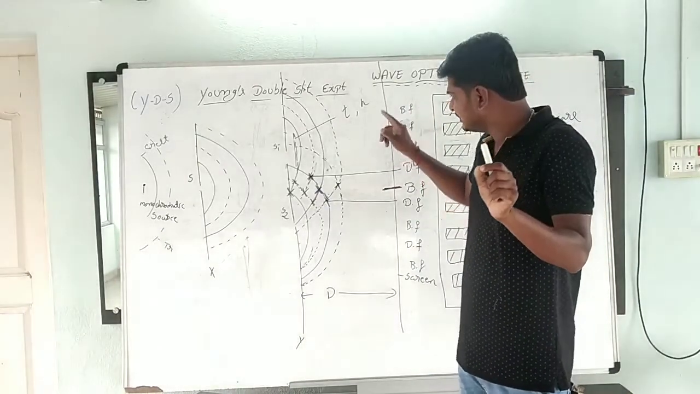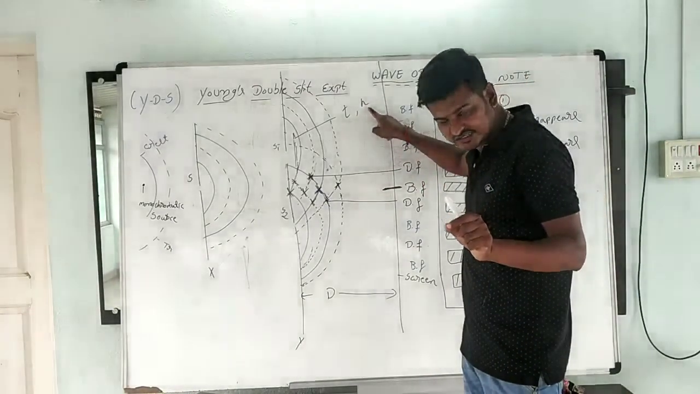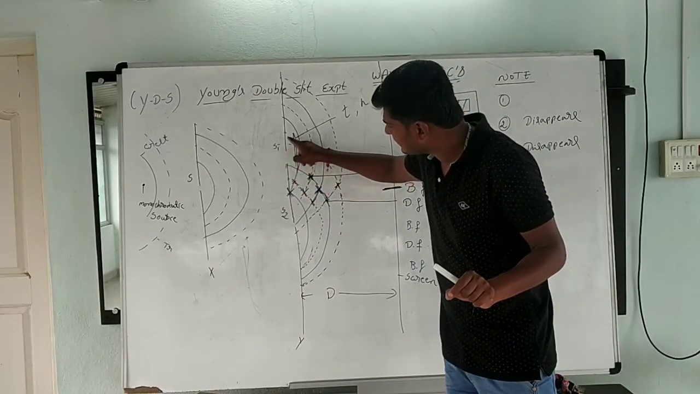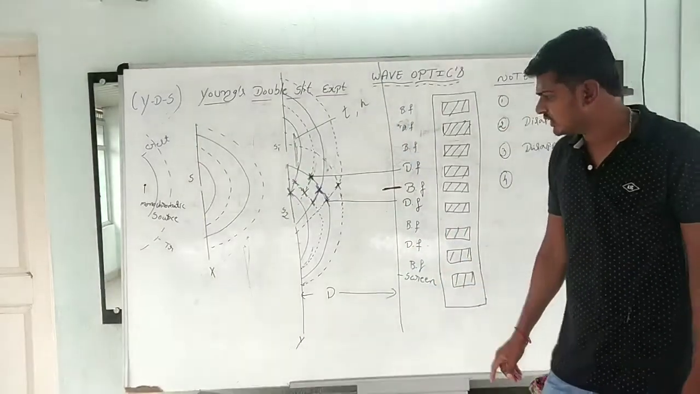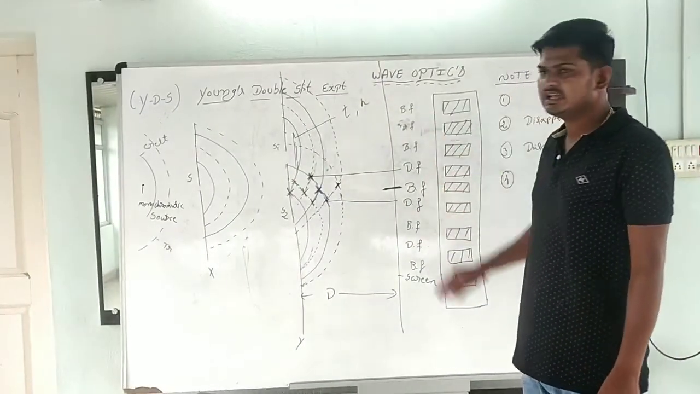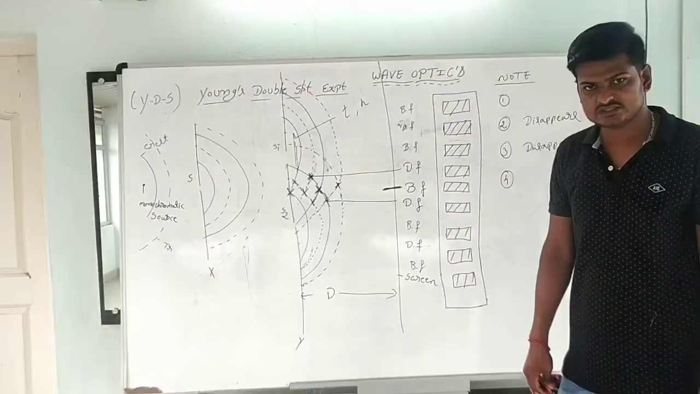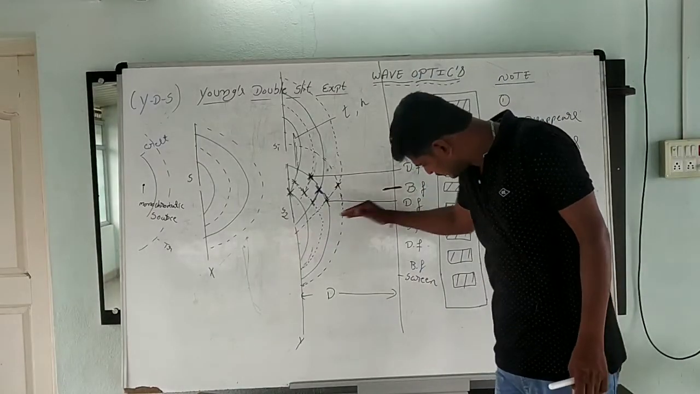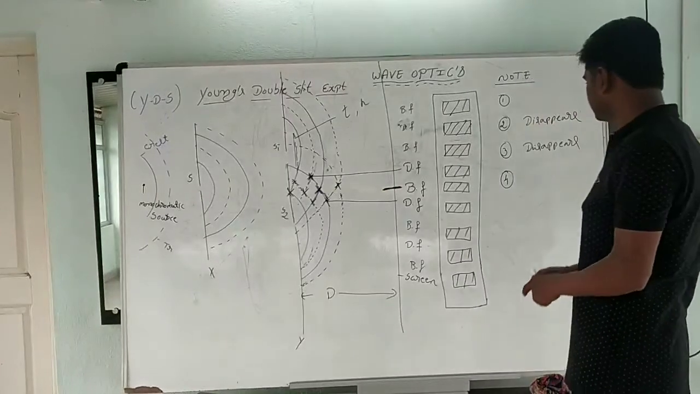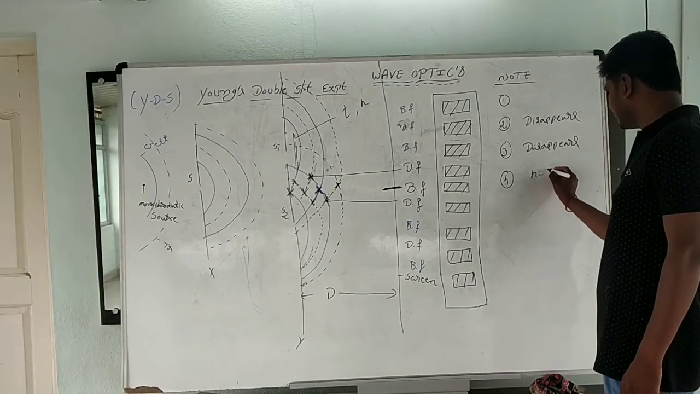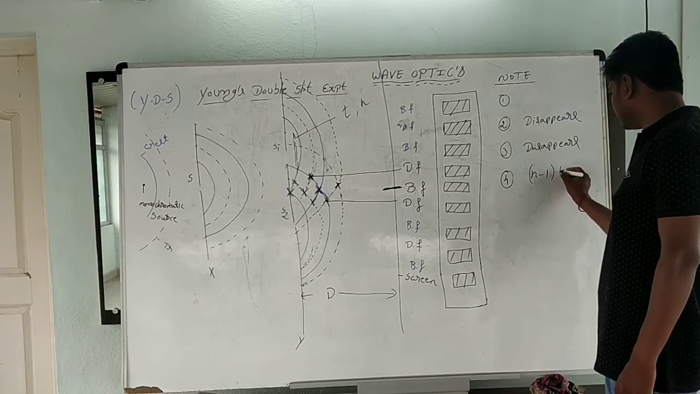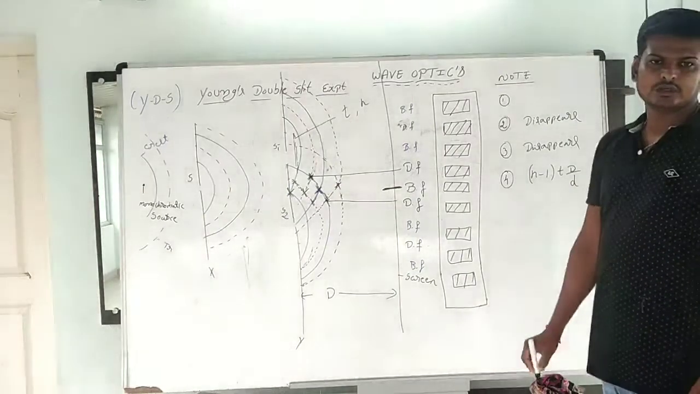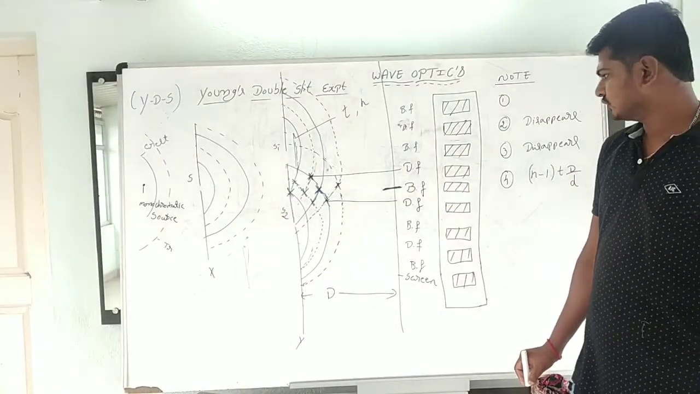Any transparent sheet of thickness t and refractive index n placed in the path of slit S1 or S2, what will happen? The entire fringe pattern will shift to that side. When I place it at S1, the fringe pattern shifts upwards. When I place it in the path of S2, the fringe pattern shifts downwards. The shift is given by the formula: (n minus 1) t times capital D divided by small d. How much is going to shift? That is it.